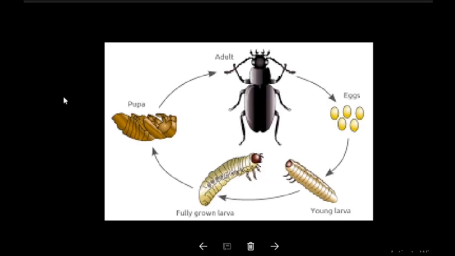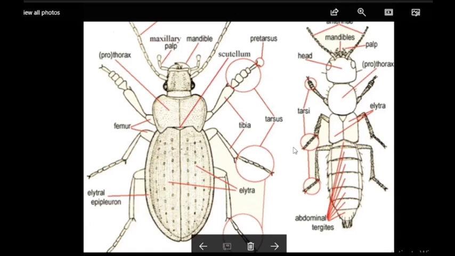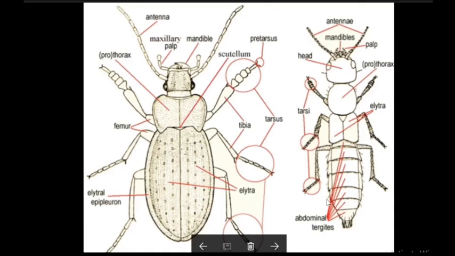So this is an example of a bean beetle, and we can see its metamorphosis here. It lays eggs, and from the eggs it matures into the larva stage. This is the young larva, the full grown larva, before it goes into the pupa stage and then matures fully into the adult stage. This is the labeled diagram, well labeled. So we need to familiarize ourselves with this diagram to be able to answer questions when we come across them.